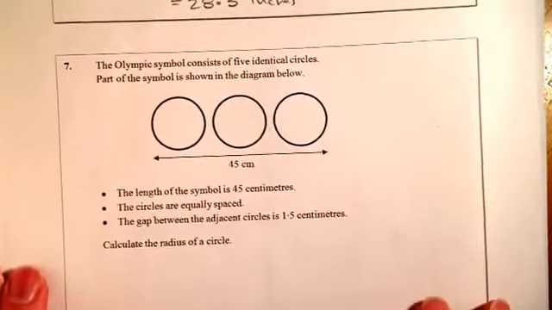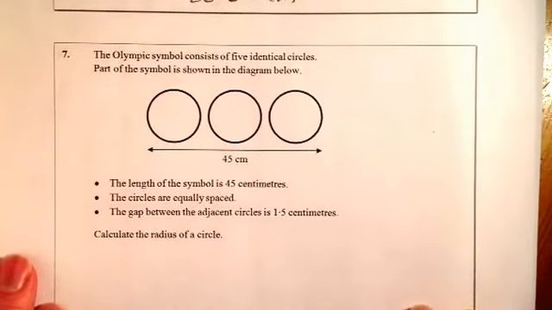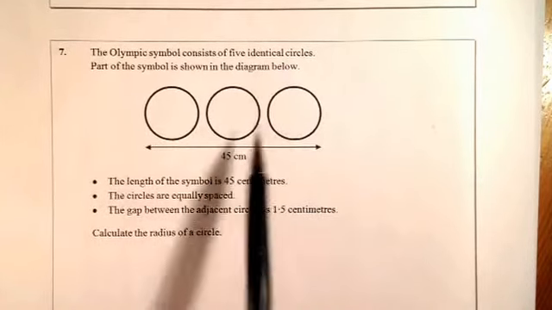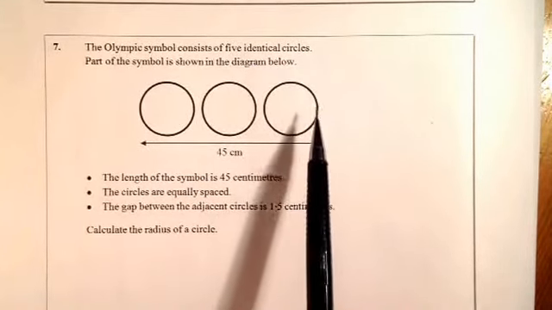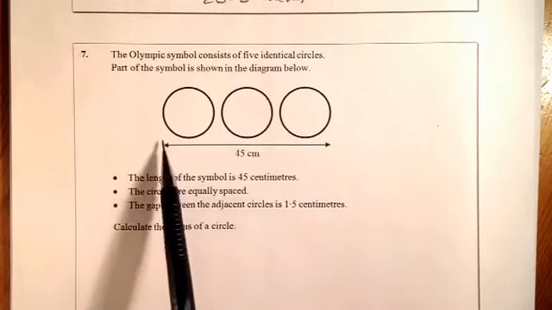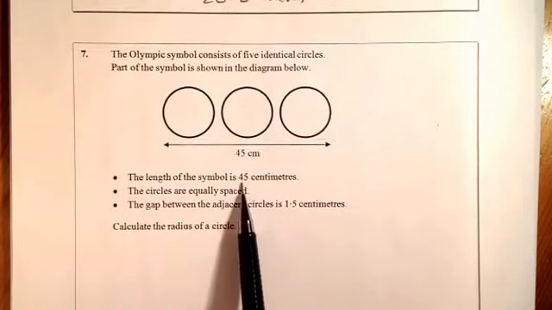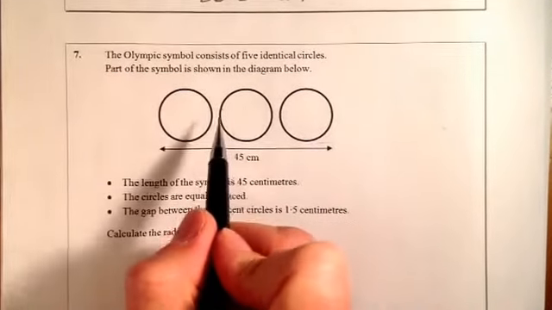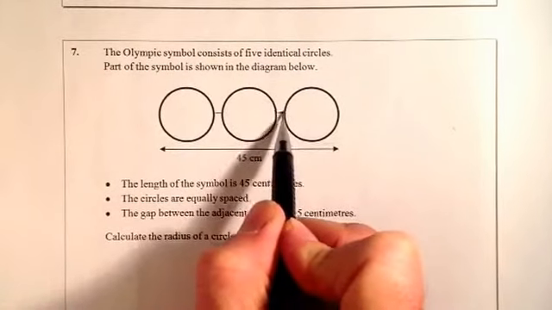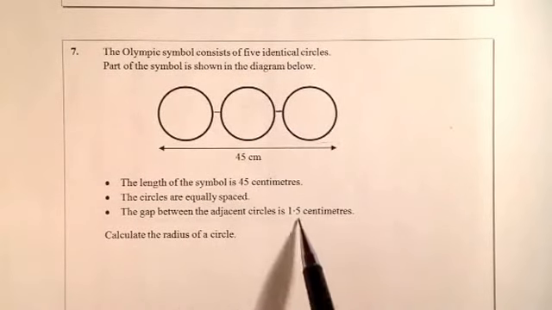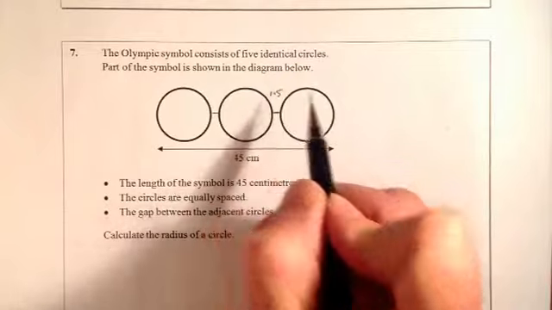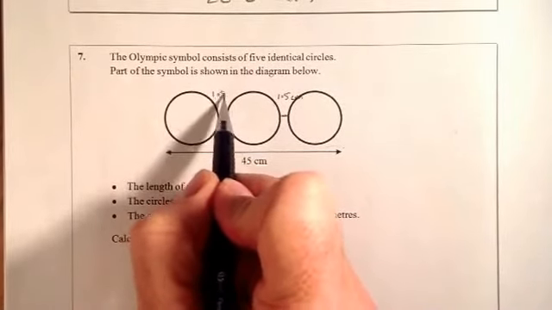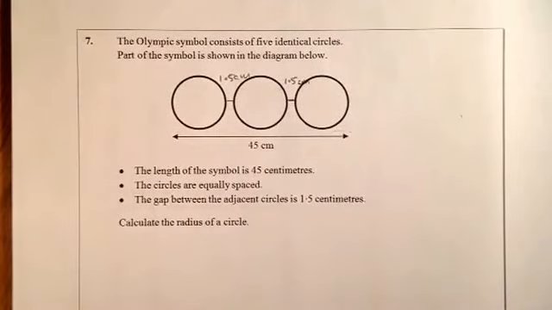Next question. Right, so what we're looking at here in question 7, where we're looking at the Olympic symbols, we've got 3 of them in a row here, okay, and we know that from there to there it equals 45 centimetres. The circles are equally spaced, so the space here is the same as the space that's there, okay? And that gap is 1.5 centimetres. So that gap must be 1.5 centimetres, okay?